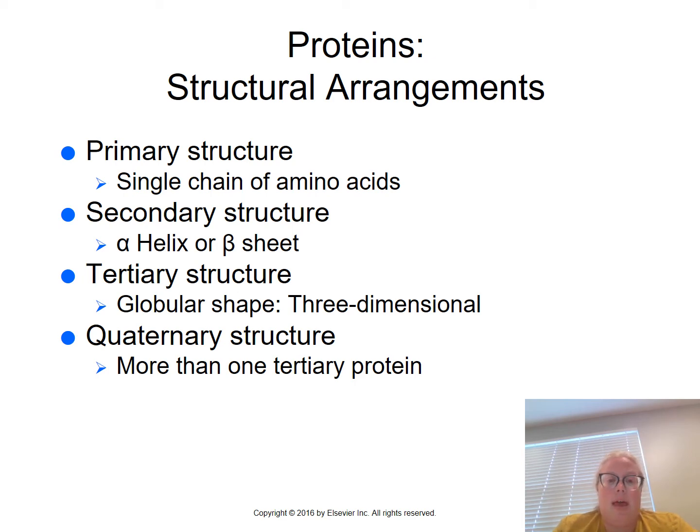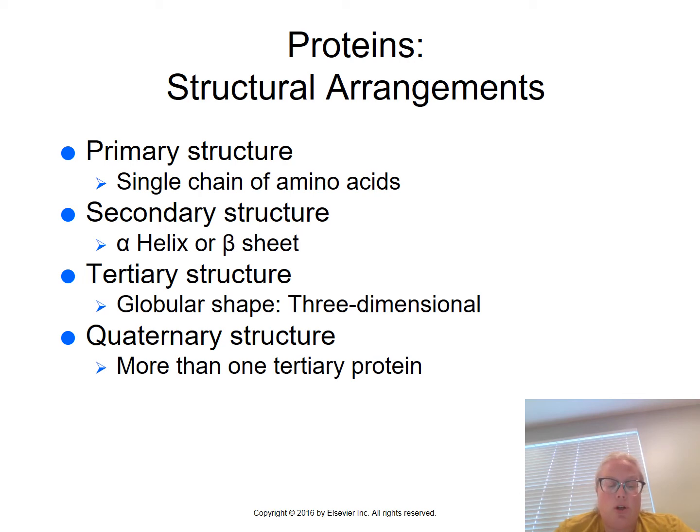Then we have secondary structure proteins. These have a helix or a B sheet. So, examples of helical proteins of secondary structures are keratin, myosin, and collagen, and silk represents a B-pleated sheet.